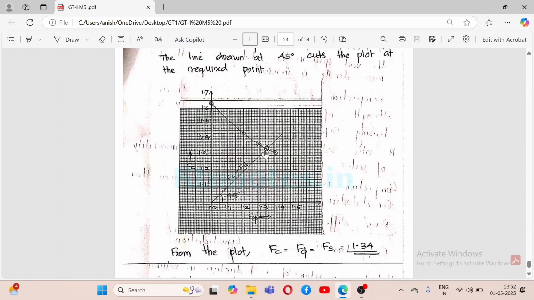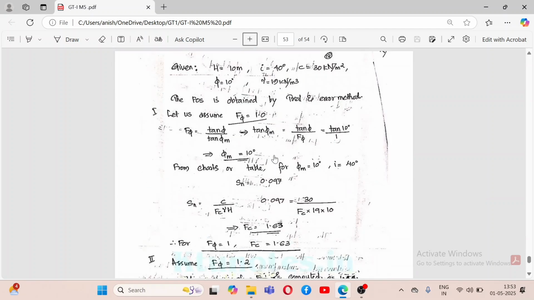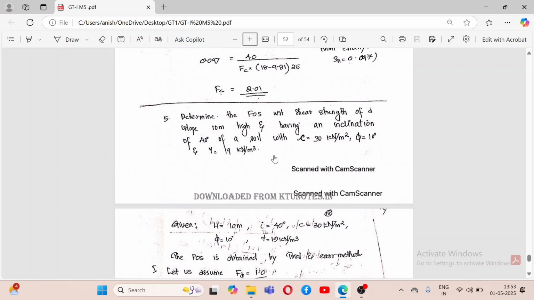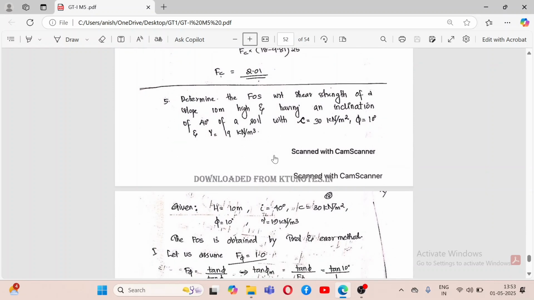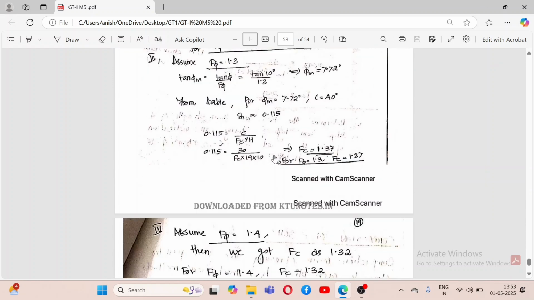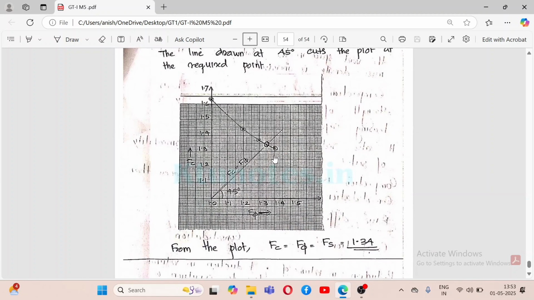At the point where it intercepts, take it as 1.34. Right, Fc equal to Fphi, and on the other axis you get the same value. So Fc is equal to Fphi, which is equal to Fs. That is how you do the trial and error method. Try to solve the maximum number of problems. For geotechnical engineering, most of the questions are not theory based. It will be mostly problems. So try to do maximum problems. Okay, that's it.